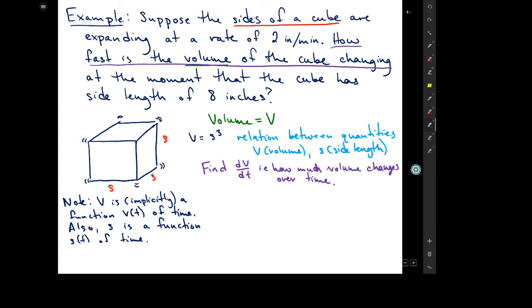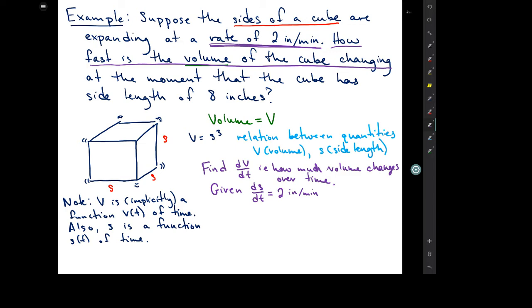Now we are also given some quantities. We are given that the sides of the cube are expanding at a rate of 2 inches per minute, right there. And so we are given that ds/dt is equal to 2 inches per minute. So that part of the problem tells us that our quantities are measured in inches and time is being measured in minutes.